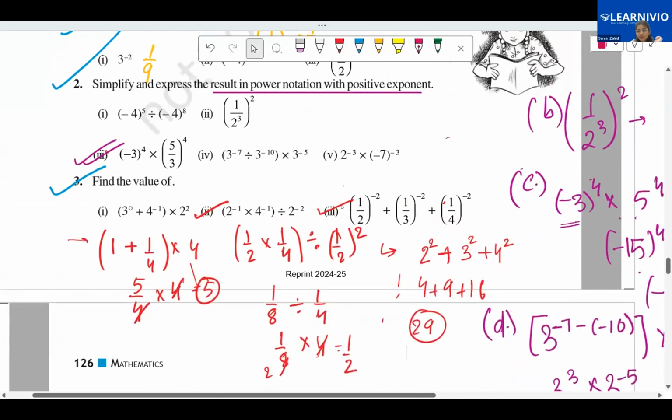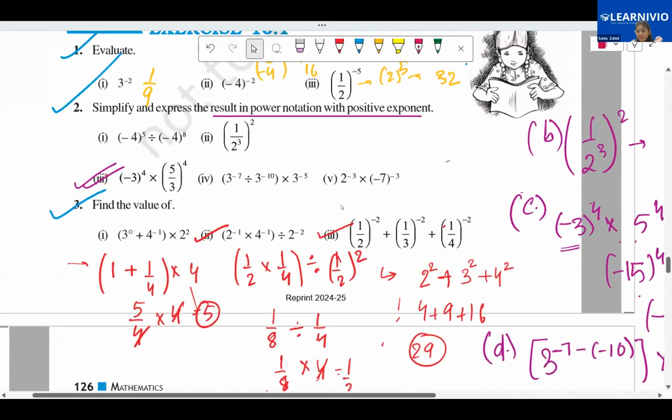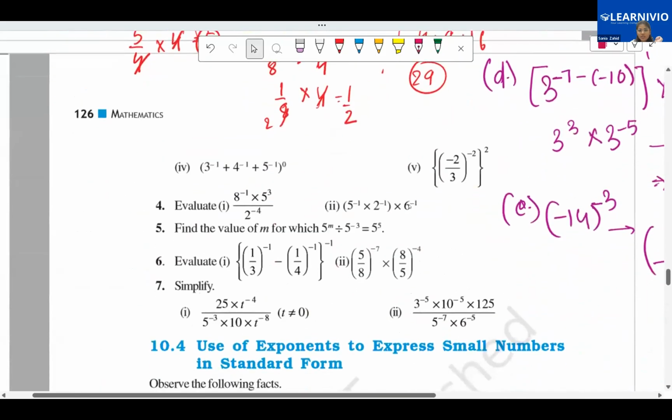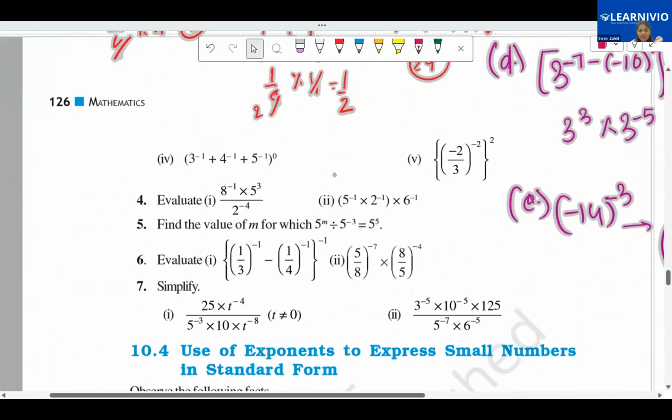So any doubts in these questions? Does anybody have any doubts in these questions? No? So we shall move ahead to the next set of questions.